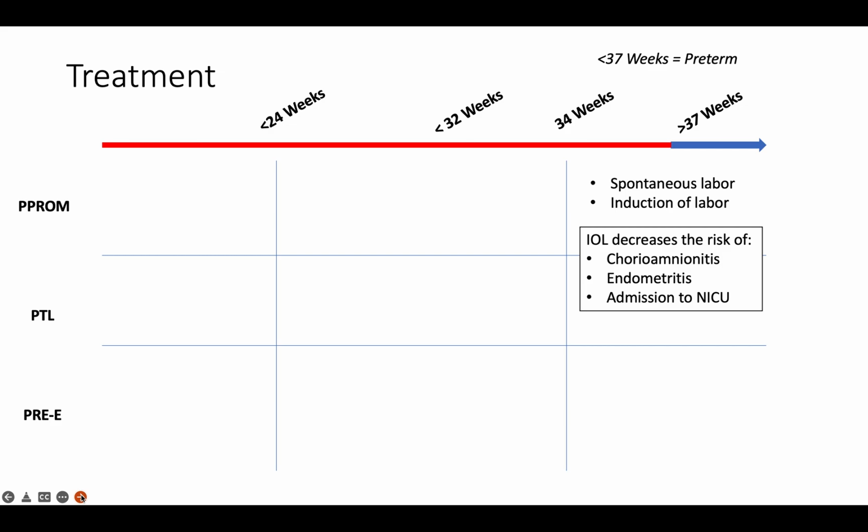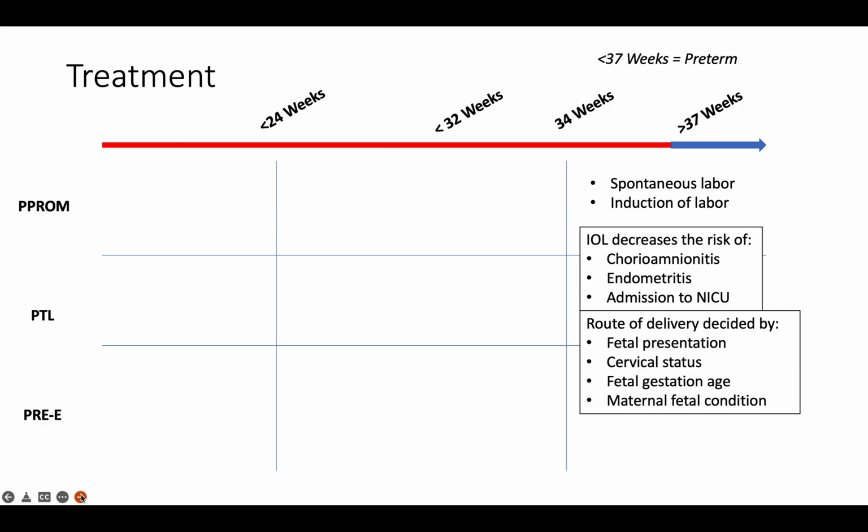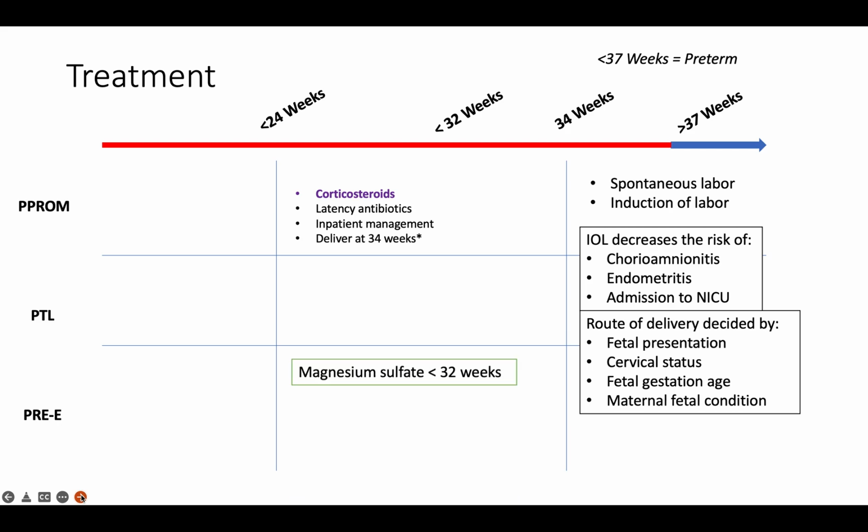All good things. But remember, vaginal delivery isn't our only route of delivery. We may also have to proceed by C-section. So route of delivery is decided by fetal presentation, cervical status, fetal gestational age, and overall maternal fetal condition. PPROM between 24 and 34 weeks has the mainstay treatments of corticosteroids, latency antibiotics, inpatient management, aka living in the hospital, and delivery at 34 weeks.